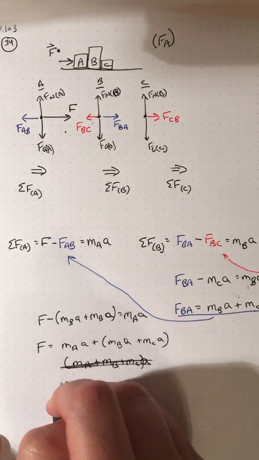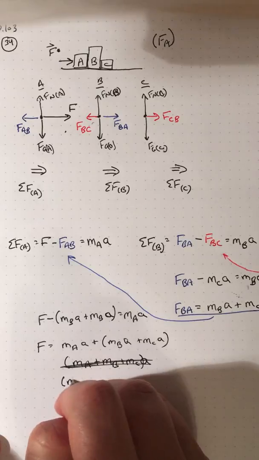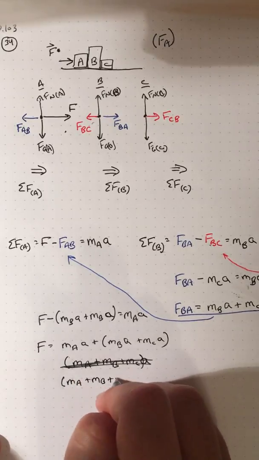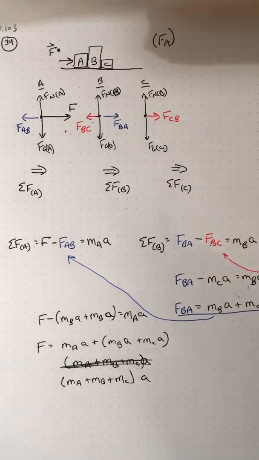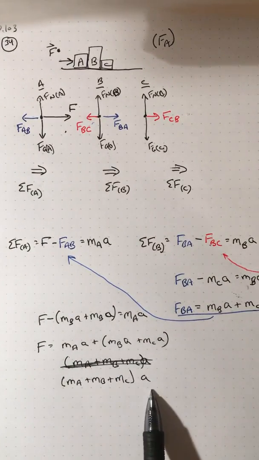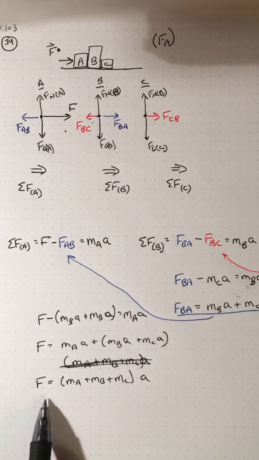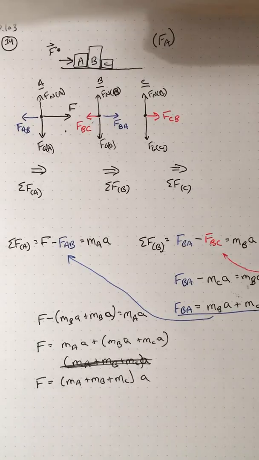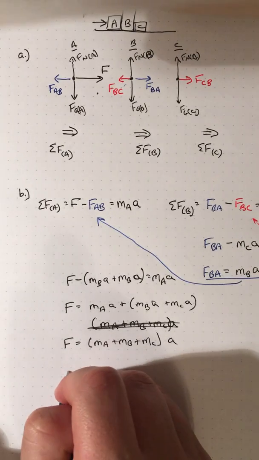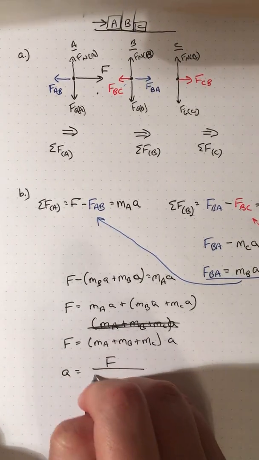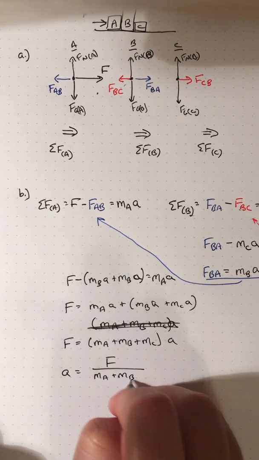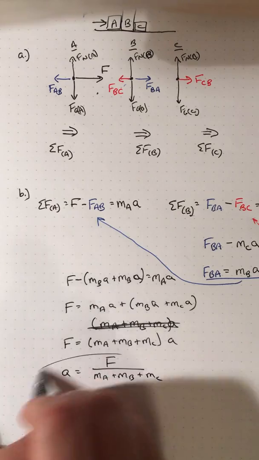Let me write that a little easier to see. It's the quantity MA plus MB plus MC, times A. So just double check for yourself, convince yourself that if I distribute the A out through here, I get the same thing that's there. And this is kind of neat, because this is Newton's second law, right? F equals ma. It's just that my mass is all the masses combined. So if I wanted an equation for acceleration, then I get A equals F over all these masses added together. So that's what B wants.